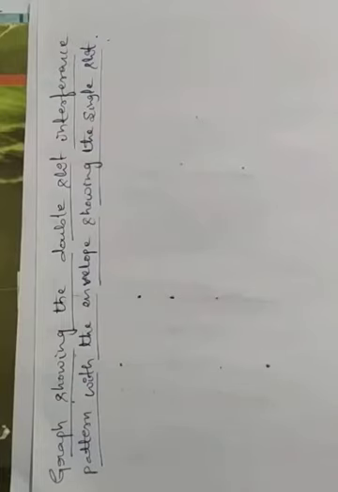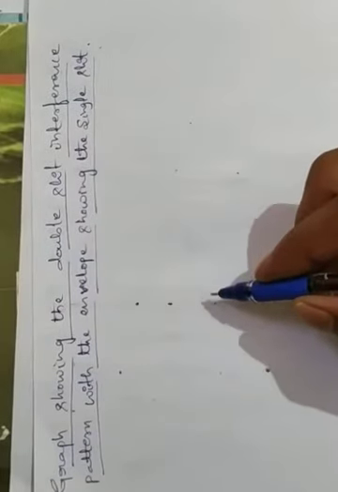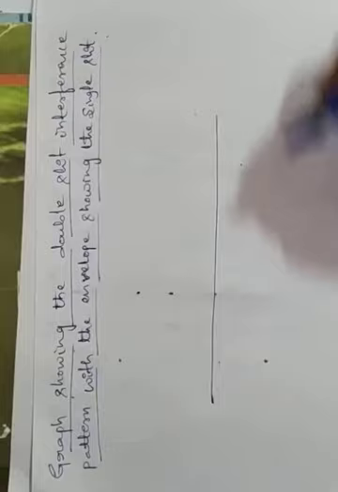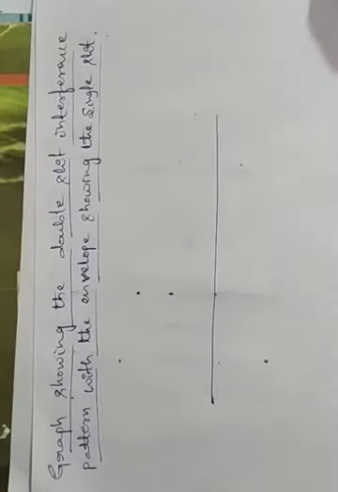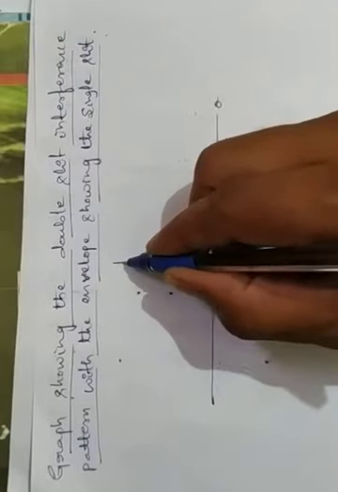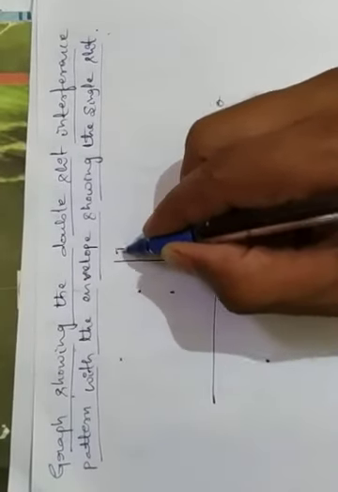Okay. So in the case of the interference pattern, let us see how the graph is shown. First, here we have taken the intensity along the y-axis and the fringe width along the x-axis. So this is the intensity.